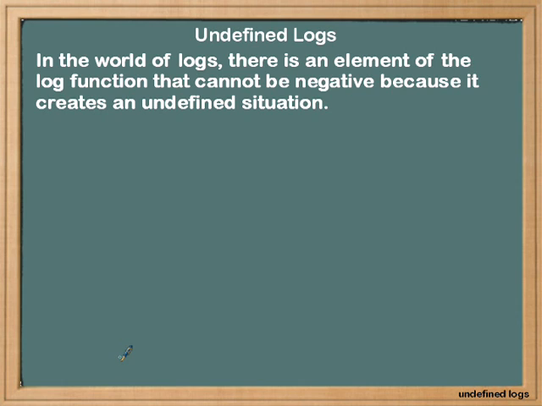When it comes to logs, we have a situation where if the argument of a log function is negative, then it creates an undefined situation, and I'm going to show you just why that happens. If I have this log base 5 of negative 6, and I want to evaluate it, I'm going to set it to x, right? And when I do so, I'm going to do a rewrite. So I have 5 to some power results in a negative 6.